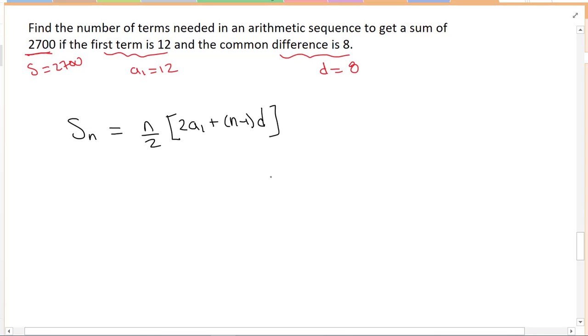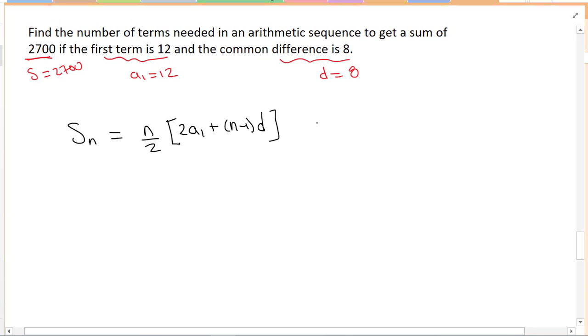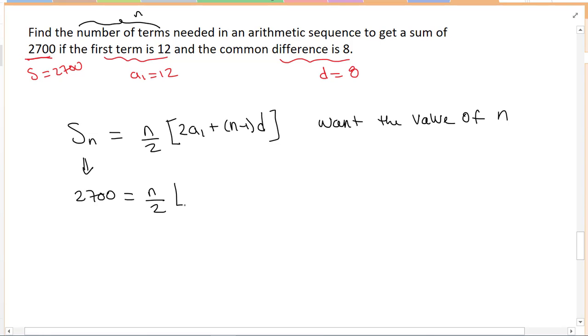We don't know n, so we want the value of n. And how do I know that? Because it says find the number of terms. So the number of terms is n. That's what we want to find. So I know 2700 is equal to n over 2 times, we do know a1 is 12, so 2 times 12 plus, we don't know n, so that has to stay, and the common difference is 8.